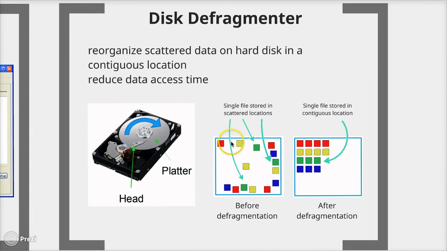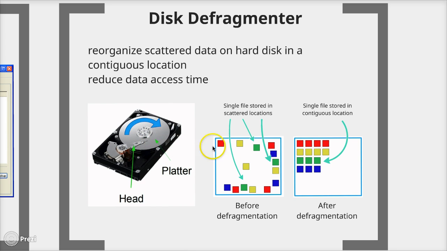The next example of utility software is the disk defragmenter. That means it reorganizes the scattered data on the hard disk to a contiguous location. For example, this is the hard disk before the defragmentation. A file can be stored in a scattered location. So this green file is split into 3 parts and stored in different locations of the hard disk.